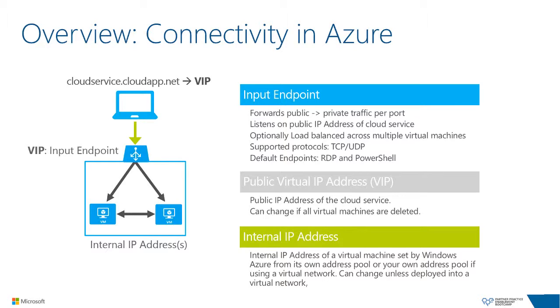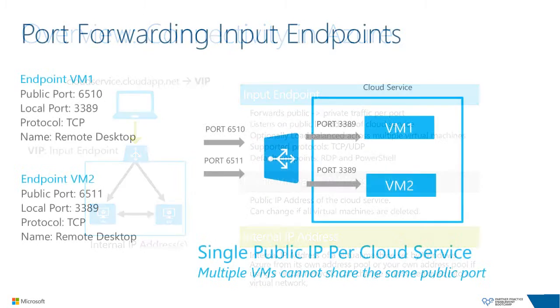Each virtual machine is also assigned a private IP address for internal communication between VMs. This IP will be assigned out of a pool defined by Windows Azure. If you want to provide your own IP pool, you can do that by defining subnets in a virtual network and deploying the virtual machines with the subnet you choose into that virtual network.